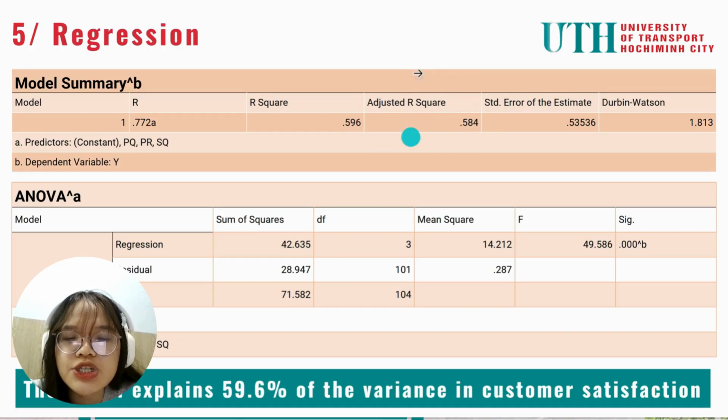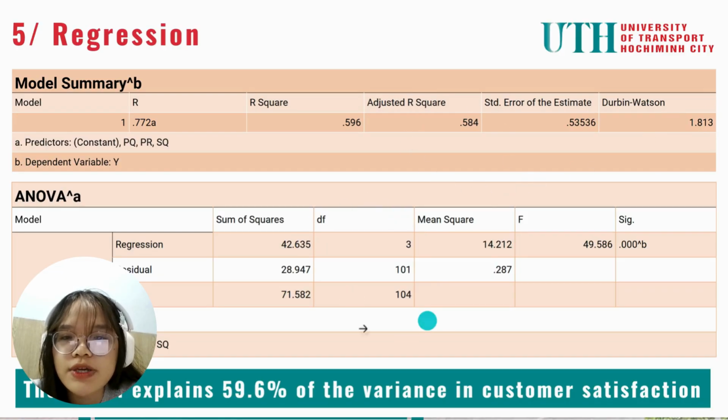So the adjusted R square has a value of 0.584, which is very close to the original R square. So this suggested that the explanatory power of the model remained relatively stable after considering the number of predictors. The Durbin-Watson value in this table is close to 2 and does not indicate a really serious residual autocorrelation problem.